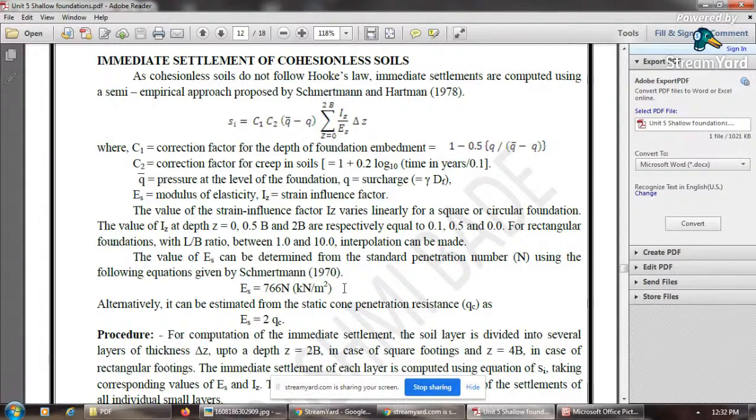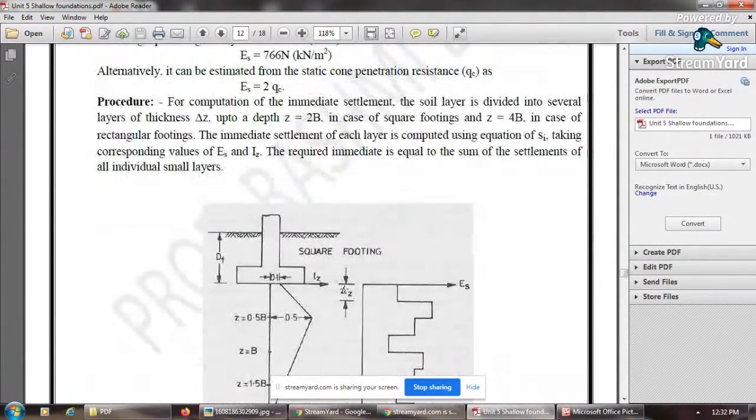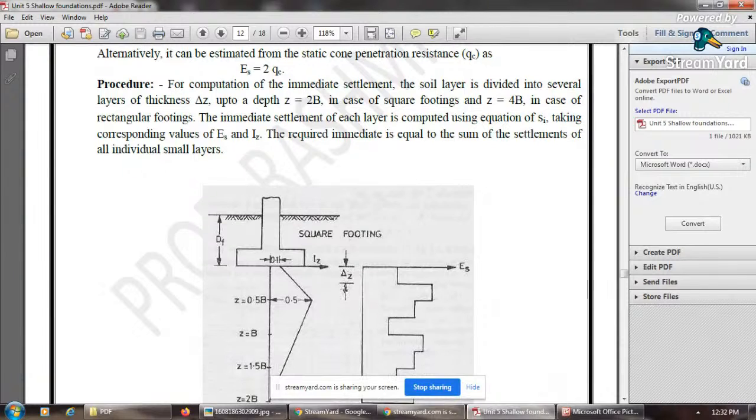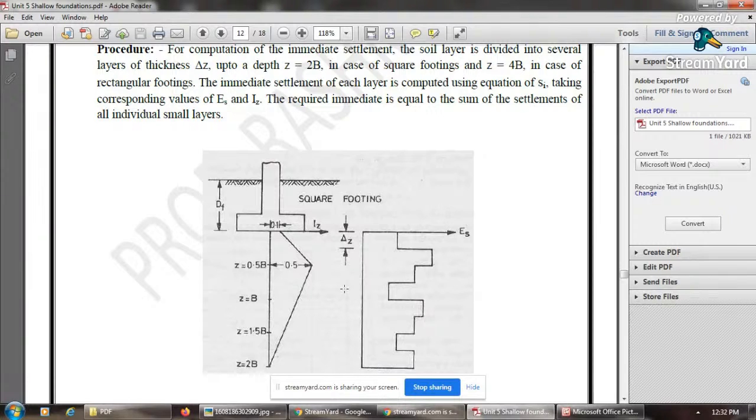The value of Es can be determined from the standard penetration number N using the following equation given by Schmertmann 1970. Es equals 766 N kilonewton per meter square. Alternatively, it can be estimated from the static cone penetration resistance qc as Es equals 2 qc. So from the diagram, if you can see, the values can be calculated for required z with respect to the width B.